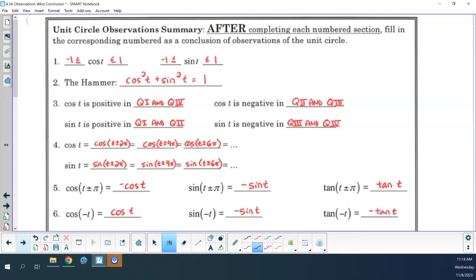Any questions on the obviosities? The obvious things that you need as a necessity. That's why we call it obviosities. All right. Okay.